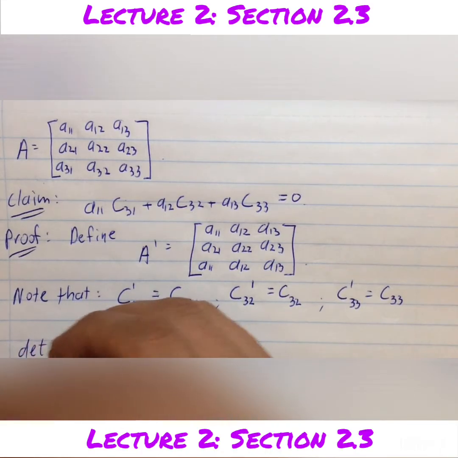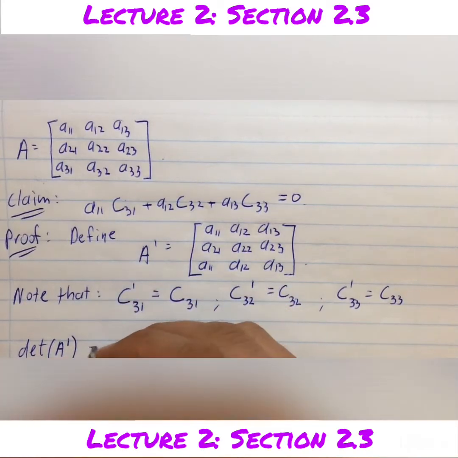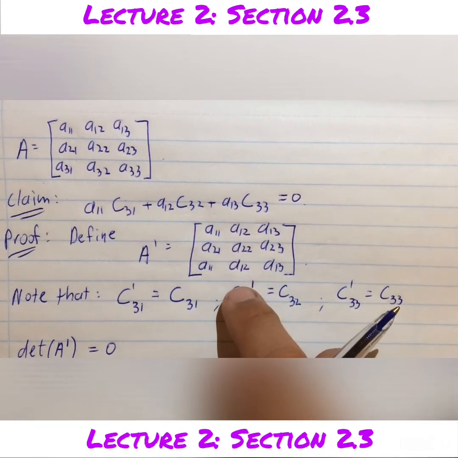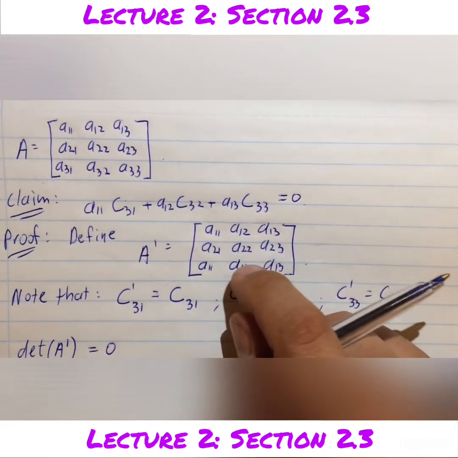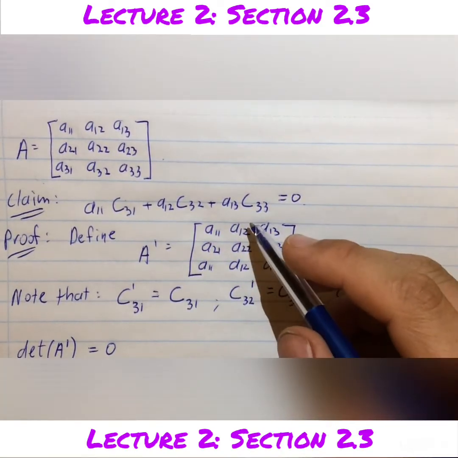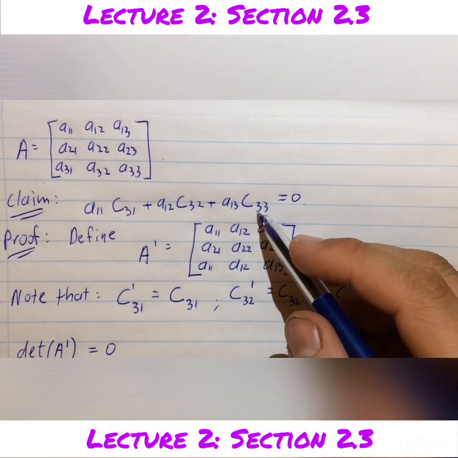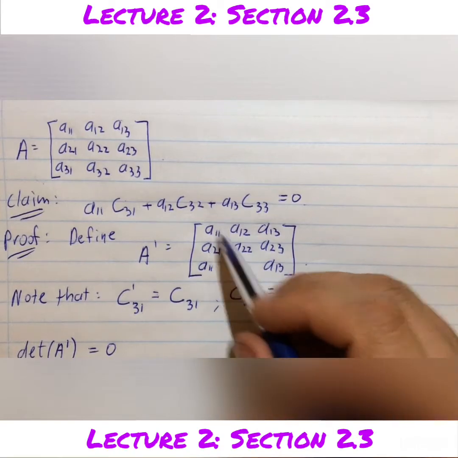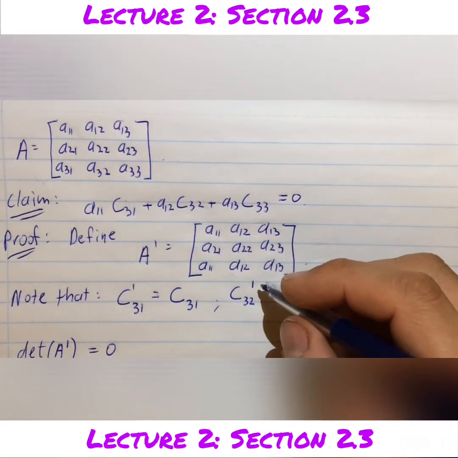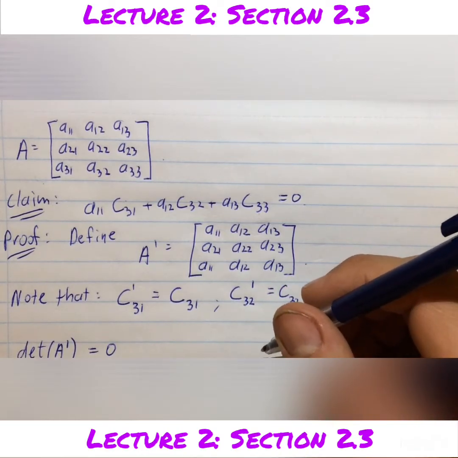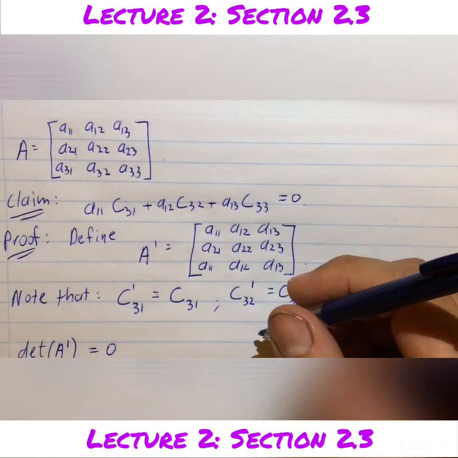Now, let's look at the determinant of A prime. The determinant of A prime is 0 because you've got two rows that are the same. Remember, section 2.2 says that if one row of a matrix is a scalar multiple of another row, then the determinant of that matrix will be 0. Because you can take -1 times the third row and add that to the first row, and the determinant of the new matrix will be the same as the determinant of the old matrix, which in this case is 0.